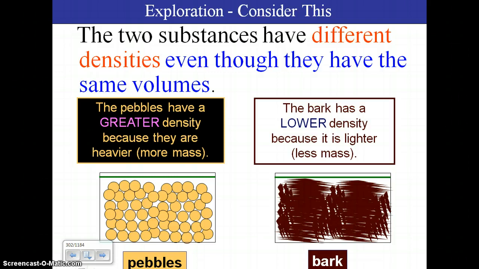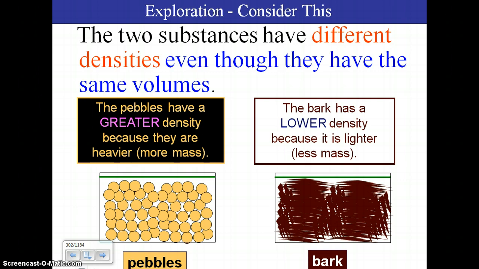We can use another example. Let's think about a marshmallow. Marshmallows, are they heavy or are they light? Yeah, marshmallows are very light. But sometimes marshmallows are also very big. So a marshmallow can have a very small mass for its size. They can be big and they can be light. Do marshmallows have a greater density or a lower density? They have a lower density.